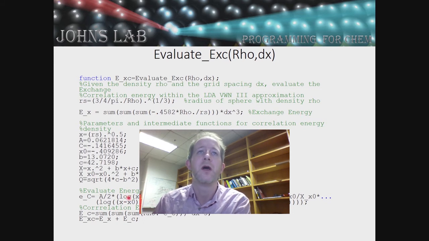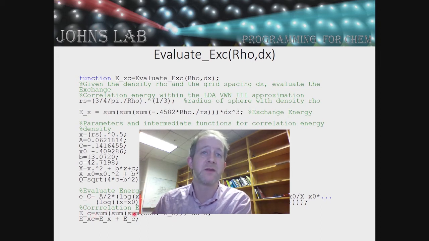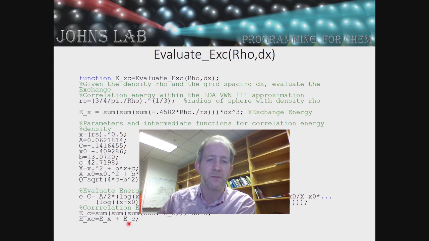Pretty straightforward. For our correlation, again, we're going to build these auxiliary functions. We'll write down a functional form for our correlation energy density, and then we'll integrate, or Riemann sum, our density times our correlation energy density times grid spacing cubed, and then the total exchange correlation energy is the exchange energy plus the correlation energy. And that's it. That's all we need to change for our Hartree Fock program to turn it into a DFT program. So now let's see if that works.